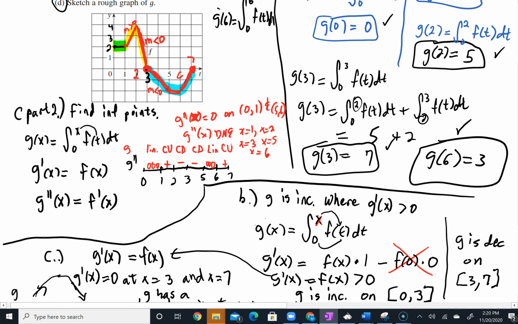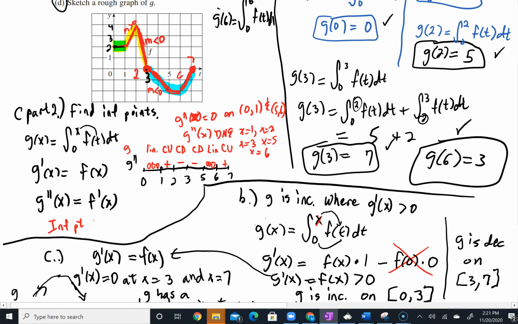Wow, do we have a lot of information right here. Is there an inflection point? Does concavity change? And the answer to that is yes, and that's at 2. So there's an inflection point.